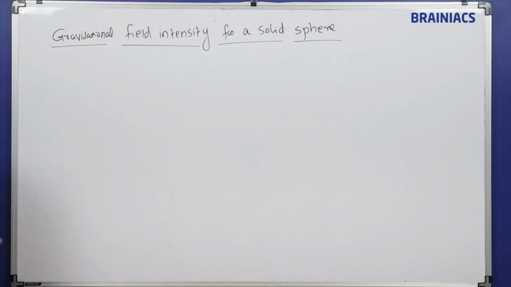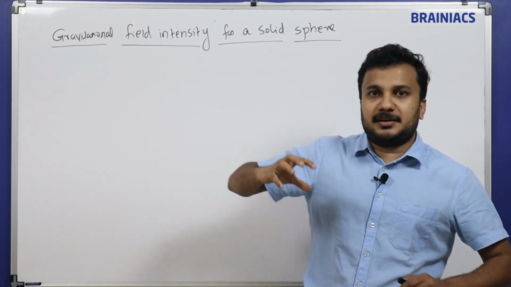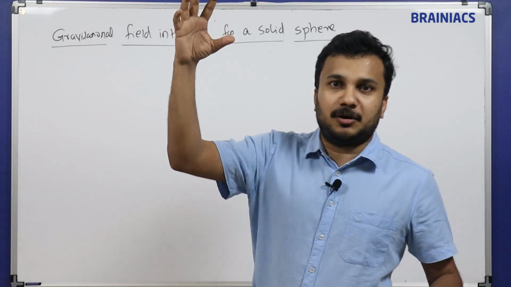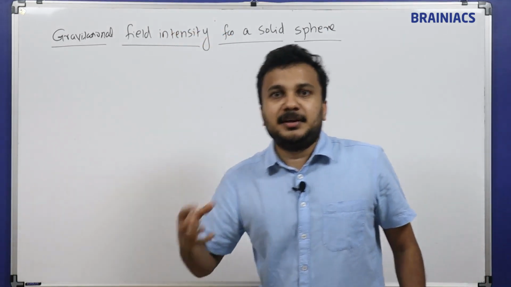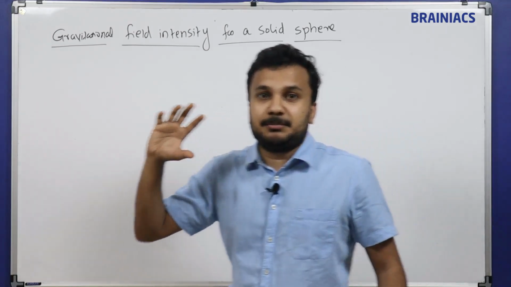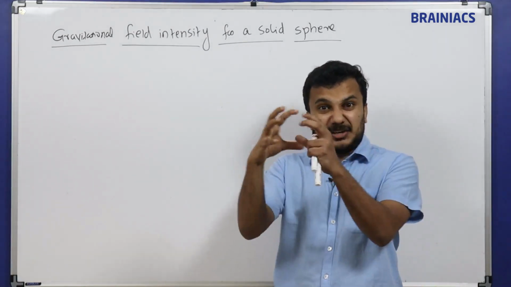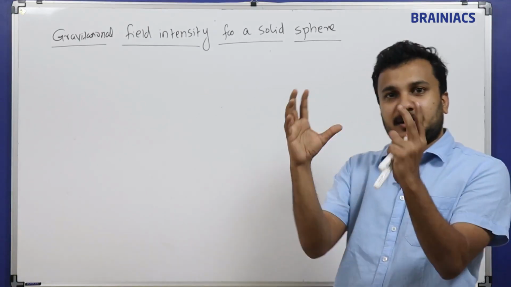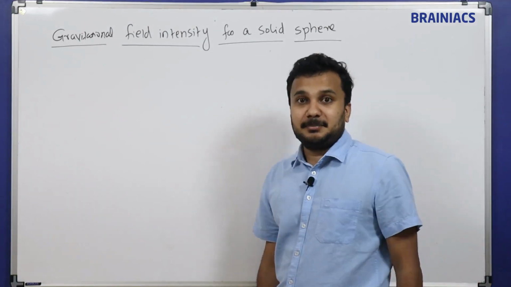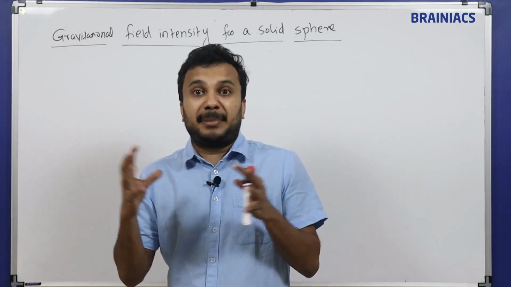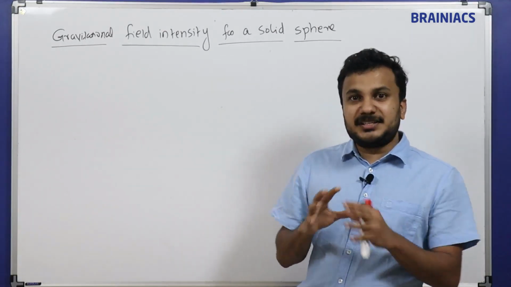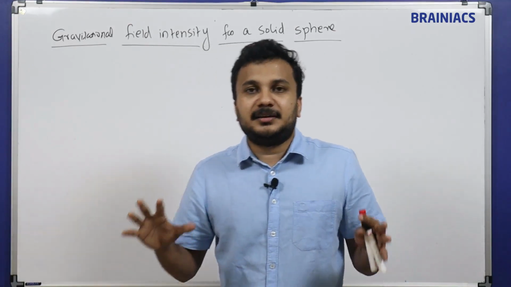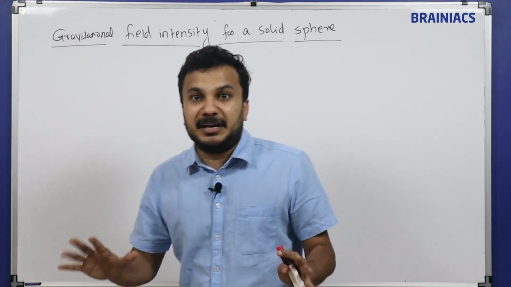So what is a solid sphere? A solid sphere is something like the shot put ball we normally use in sports. It's very heavy, which means it is made up of some iron kind of material, and inside it is fully filled with iron. Outside also it is iron. It's fully packed. So that is called a solid sphere. Inside it is not empty, it is filled with some material.